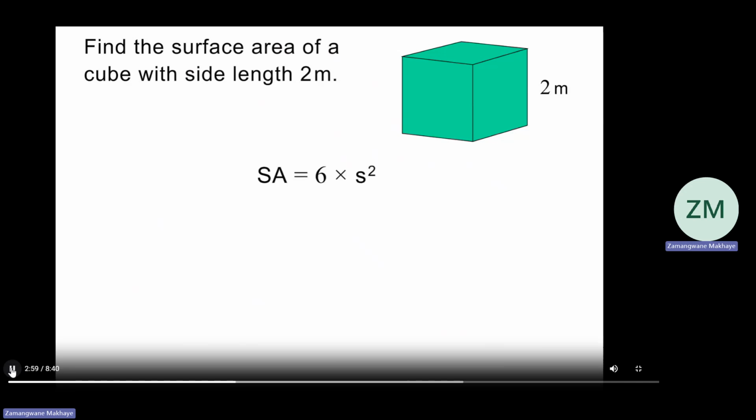We begin by writing down the surface area formula for a cube. The side length is given to be 2 meters. So we write 2 in place of s in the formula. 2 squared, or 2 times 2, is 4. And 6 times 4 equals 24. So the surface area is 24 square meters. And because surface area is just area, the unit is meters squared. Please pause to check my working.